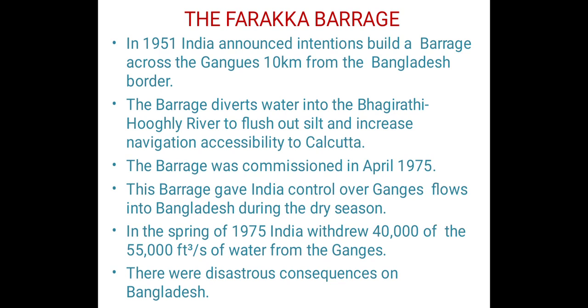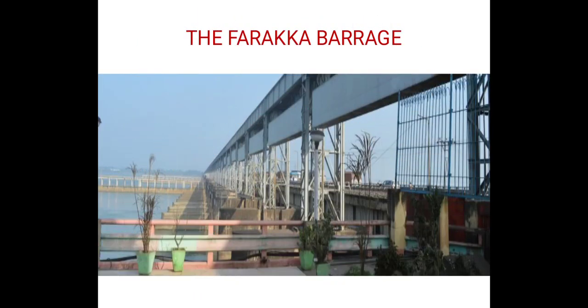The barrage was commissioned in April 1975. This barrage gave India control over Ganges flow into Bangladesh during the dry season. In the spring of 1975, India withdrew 40,000 of the 55,000 cubic feet per second of water from the Ganges. There were disastrous consequences for Bangladesh. So here we can see the beautiful pictures of Farakka Barrage.